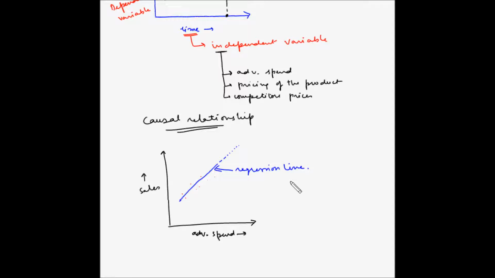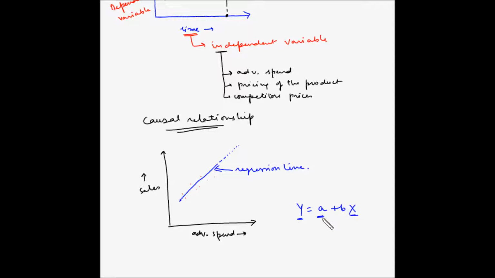Now this can be represented as the equation of the straight line, which is y = a + bx. Now as we have seen, sales is on the y-axis, so this y represents the dependent variable, x represents the independent variable, and in our case this is the advertising spend.